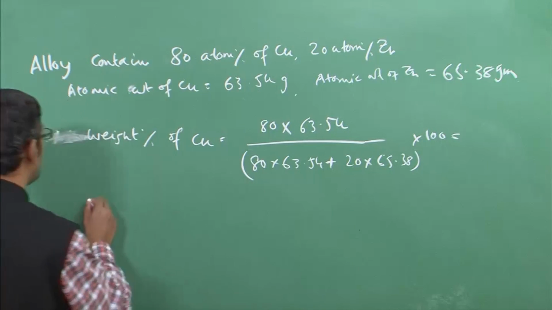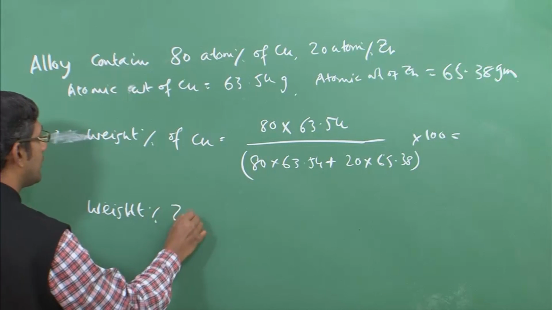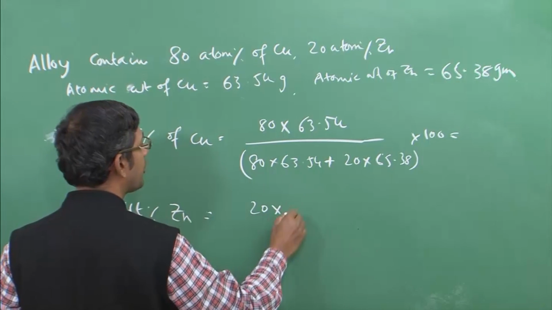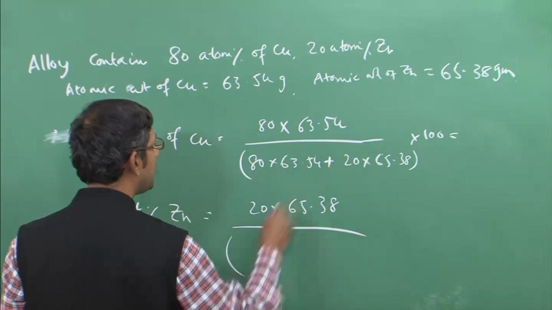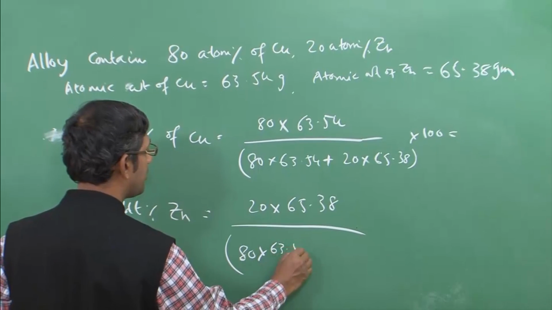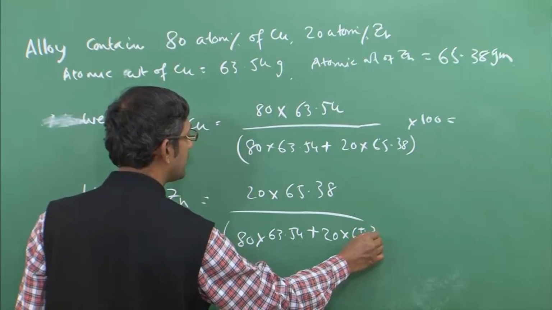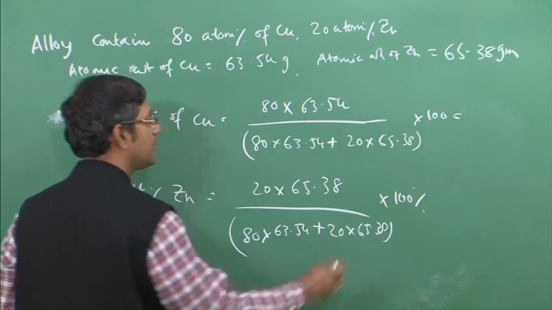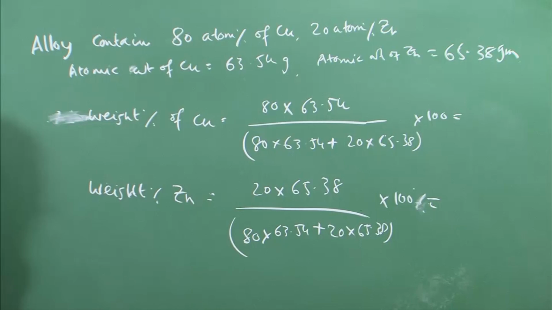Okay. Similarly, weight percent of zinc is very easy to do. It is 20 into atomic weight of zinc, 65.38, divided by again the same denominator, which is 80 into 63.54 plus 20 into 65.38. You can solve this problem yourself. I will give the answer in the next class. That is very easy. The steps are all done. You can solve your problem yourself.